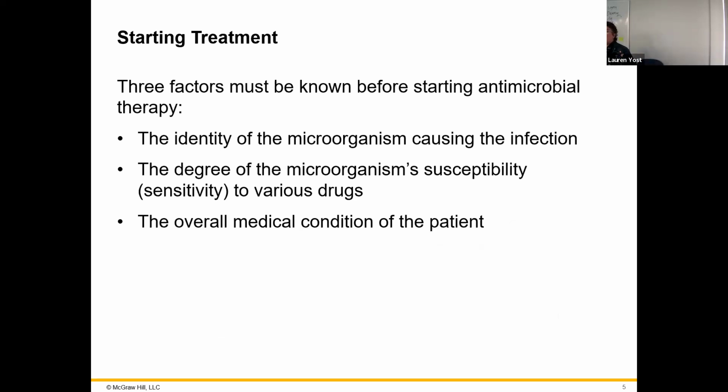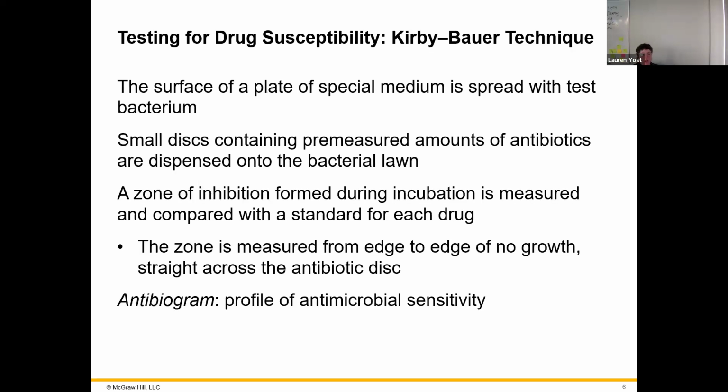These are the three things you need to know before starting your patient on antimicrobial therapy. The identity of the microorganism. So you need to know already what that microorganism is. We need to know the degree that it is susceptible to certain drugs. And we need to know the overall medical condition of the patient. So if this patient has kidney issues, we might not want to give them a drug that causes kidney issues on top of the ones that they already have. So this is kind of basic theory here, but let's move on to some details.